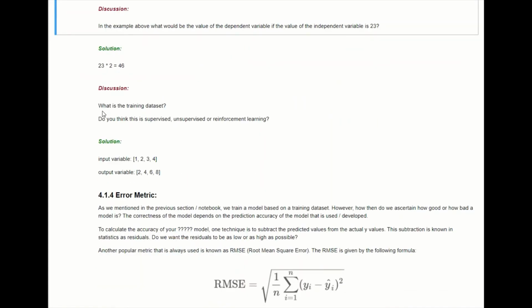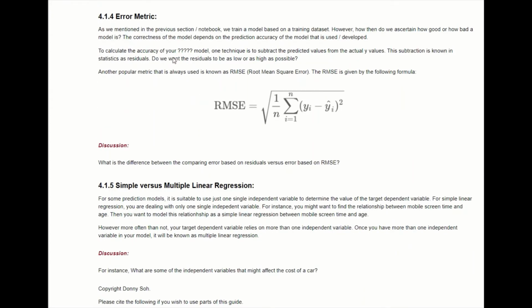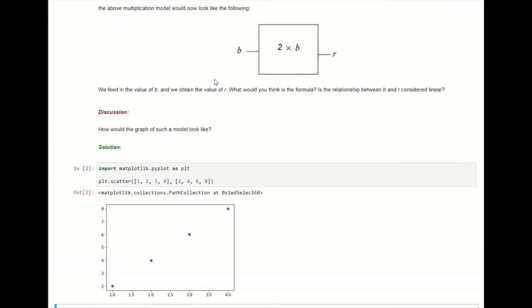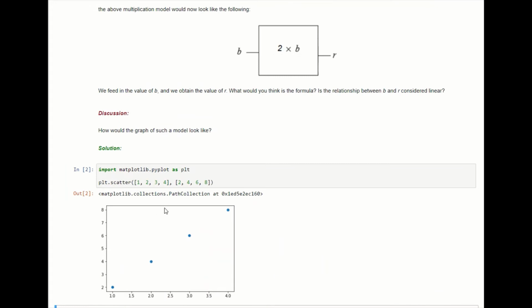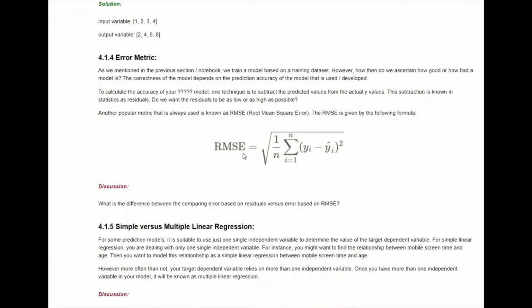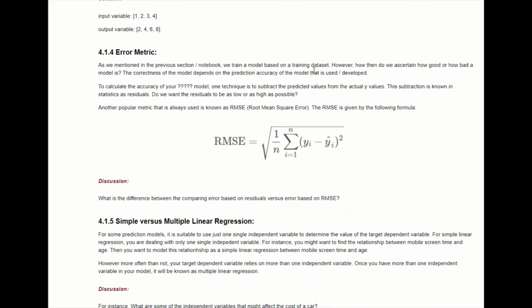Okay, next we go on to the error metric. So in the earlier example, we have r equals 2 times b. But typically when you are provided with the training data set, you don't have the number 2. In fact, you are supposed to predict what the coefficient of b is supposed to be, and you find it out through selecting the best coefficient of b in order to minimize a certain error function.